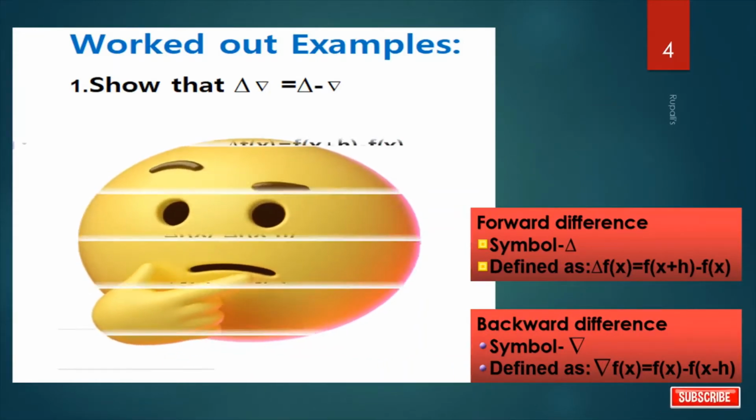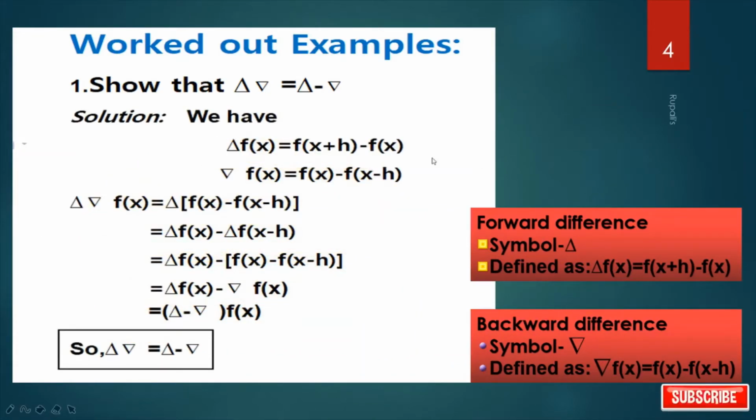See the solution. We already learned what delta fx and nabla fx are. So what is delta nabla fx? Nabla fx is this value. First write this value here. So it is delta fx minus delta f(x minus h). And what is delta f(x minus h)? In place of x, you have to write x minus h and you get this value. It is f(x) minus f(x minus h).